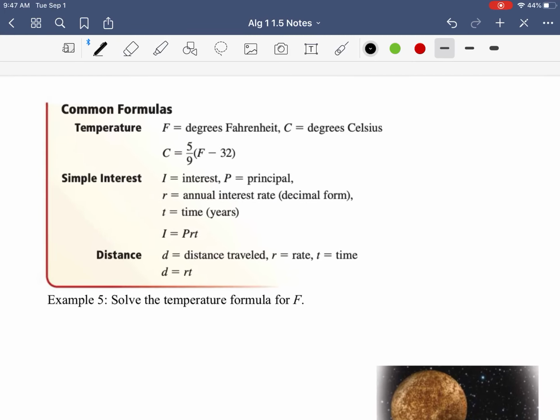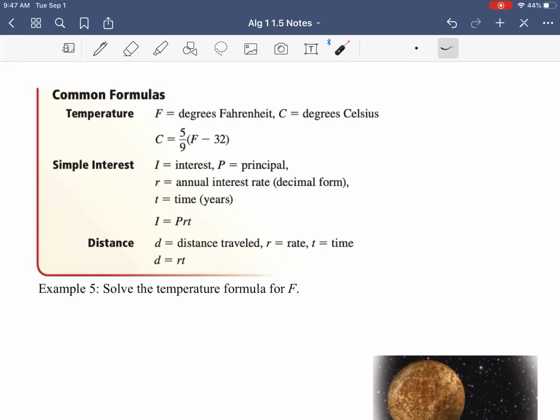Here are some common formulas. This first one is temperature. To go from degrees Fahrenheit to degrees Celsius, it's 5/9 times Fahrenheit minus 32. Okay. Here's interest, simple interest, like on a car loan or a savings account.